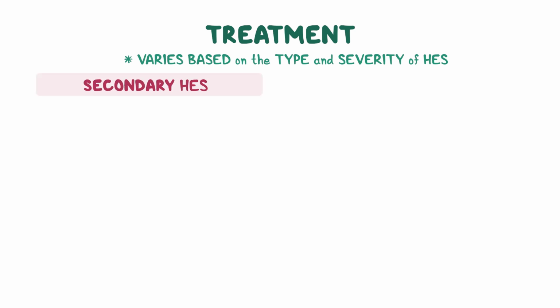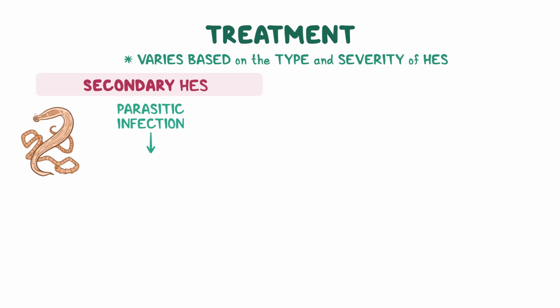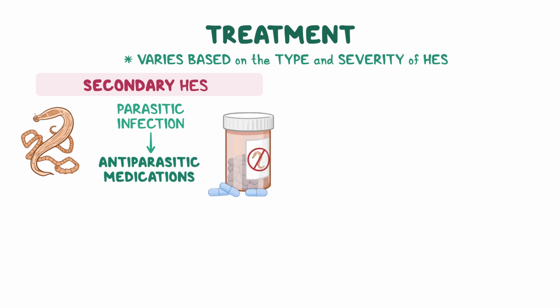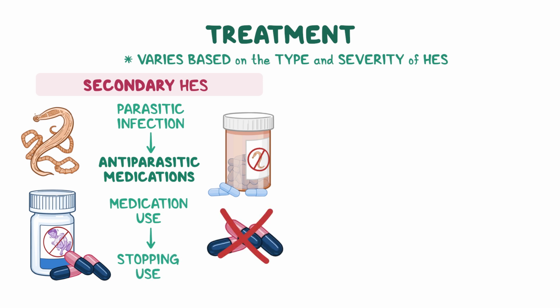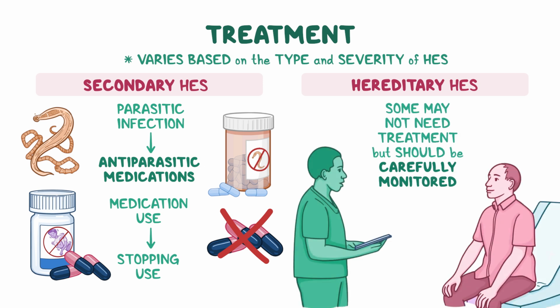Treatment varies based on the type and severity of HES. Individuals with secondary HES due to parasitic infection can be treated with anti-parasitic medications, whereas those with secondary HES due to medication use are treated by stopping the offending drug. Some people, especially those with hereditary HES who do not have any or many symptoms, may not need treatment, but should be carefully monitored for worsening organ involvement. In those that are treated, the goal is to lower eosinophil levels, stop progression of organ damage, and reduce symptoms.